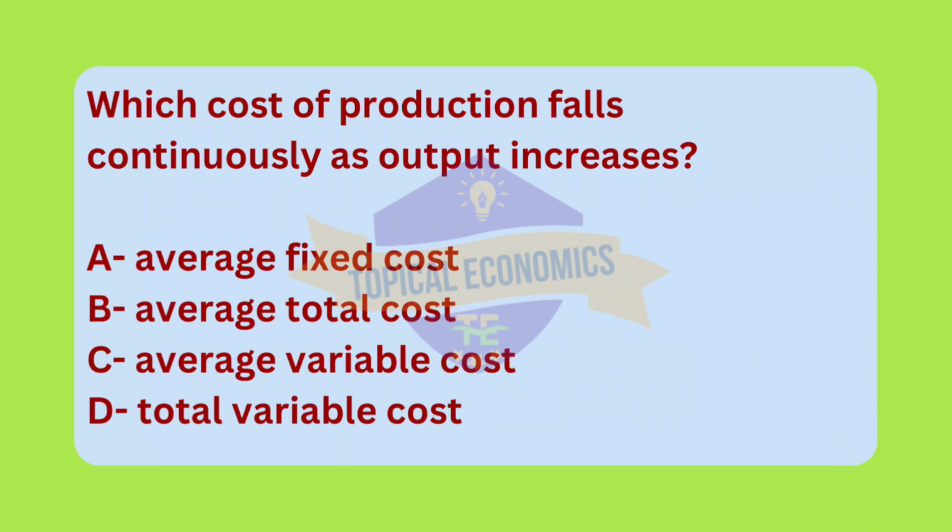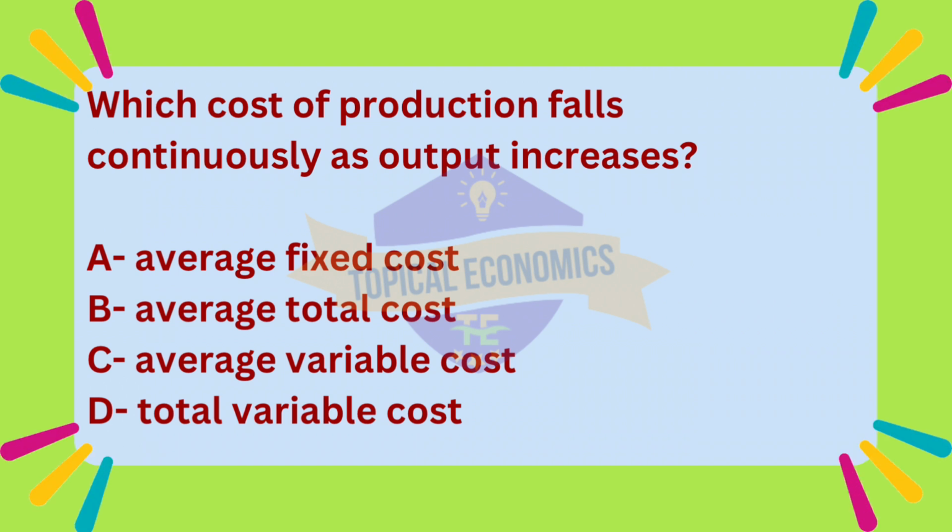As output increases, the total fixed cost is spread over more units of output, causing the average fixed cost to decrease continuously. Analyzing the other options. Option B, average total cost, ATC, is the total cost, fixed plus variable, divided by the quantity of output. While average total cost may initially decrease as output increases due to spreading fixed costs, it typically starts to increase again after a certain point due to increasing marginal costs. So, it doesn't continuously fall as output increases.